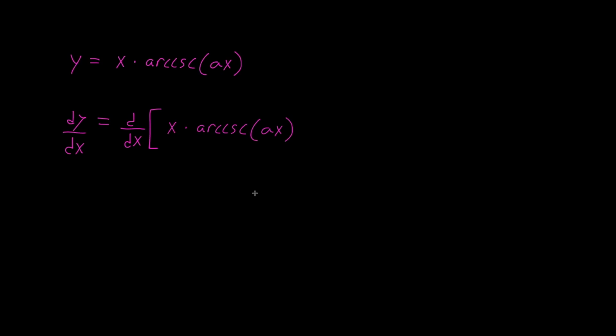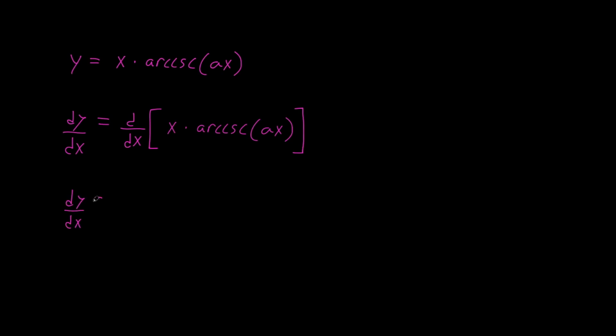Let's take the derivative of x times arc cosecant of ax, where a is a constant. We can use chain rule, or excuse me, we can use product rule right off the bat. So we get dy/dx equals d/dx of, and instead of going right into the product rule, I'll just show all the steps. So we have the derivative of the original function. And then we can treat x as function 1, arc cosecant ax as function 2. So let's rewrite that.